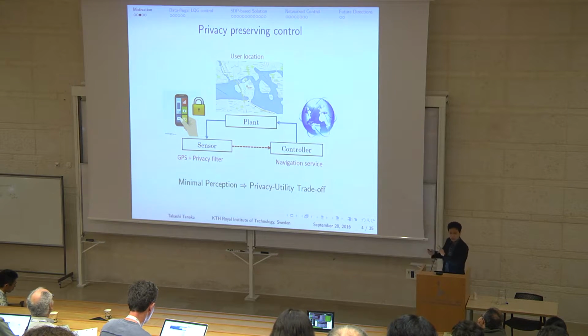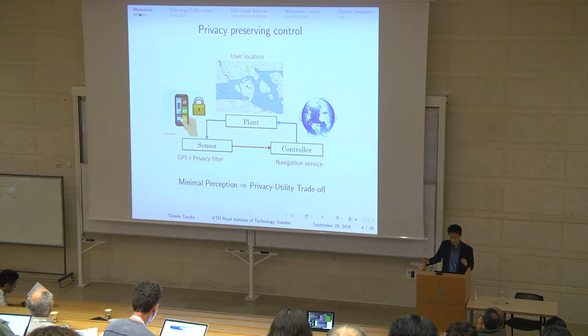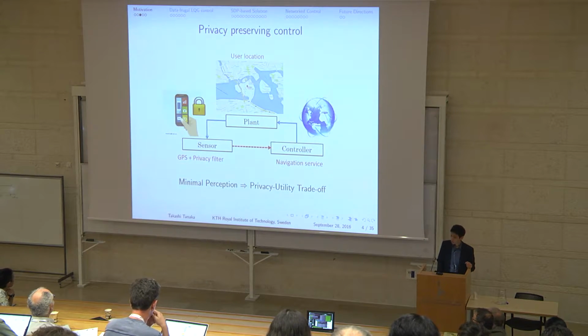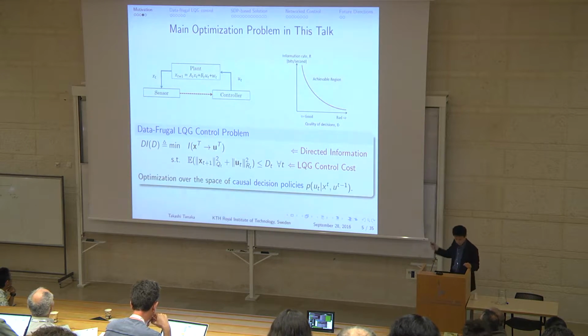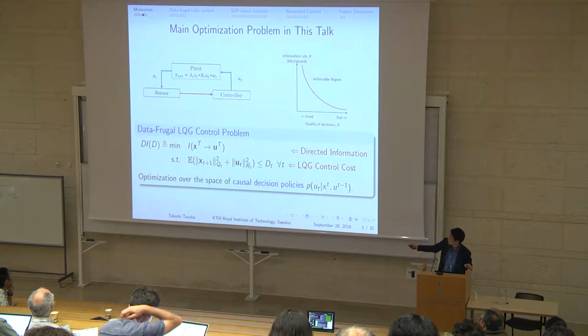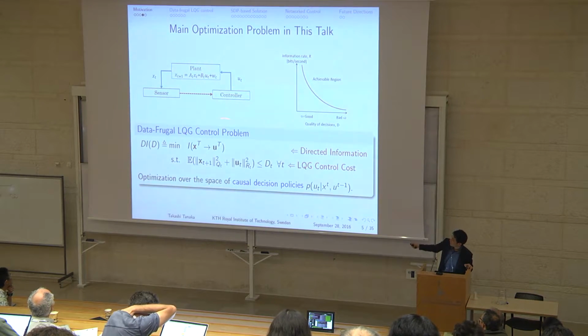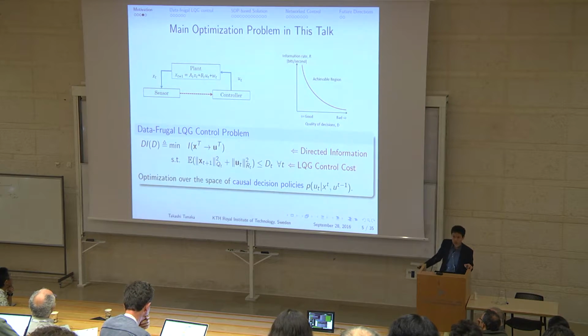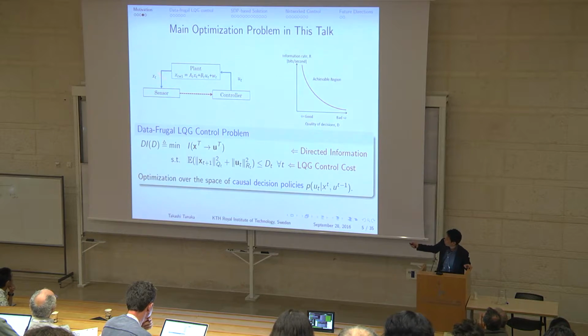So there are essentially three motivating examples. They are very different from each other, but my attempt is to capture the essence of these three motivating questions using a single mathematical optimization problem, which looks like this. Essentially, I'm interested in designing a joint sensor and controller policy, which is nothing but a causal decision-making policy from X to U.